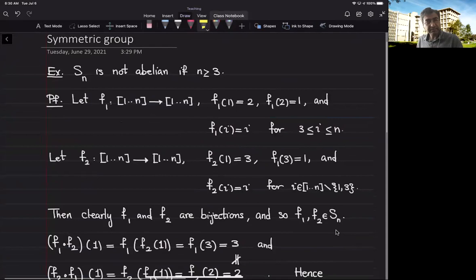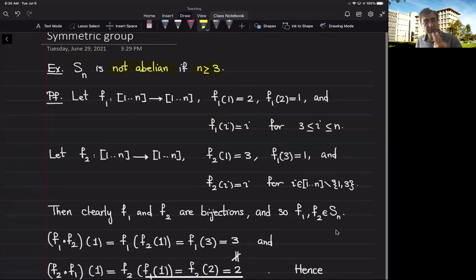So the claim is that S sub n is not abelian if n is at least 3. That means I need to produce 2 elements inside S sub n so that f1 ∘ f2 would be different from f2 ∘ f1. Okay, so elements of S sub n are permutations of 1 to n. They are bijective functions from the set 1 to n to the same set. The first one just switches the order of 1 and 2 and doesn't touch the rest.